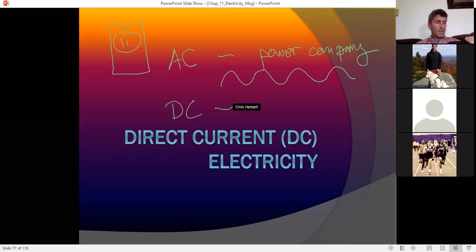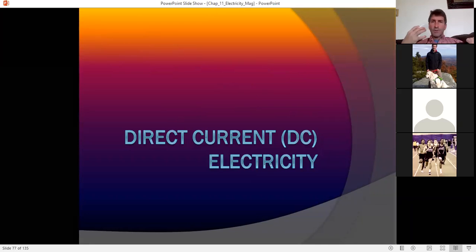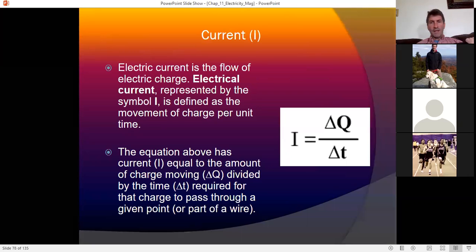DC current is what we typically get in electronics and typically get from a battery. This voltage doesn't change. Whatever it is at the beginning, as long as we don't run the battery out, that's pretty much the voltage that you're going to get. So in general, batteries are very, very good at producing direct current, right? Power company produces AC.